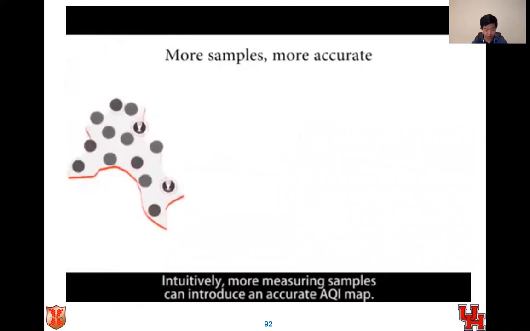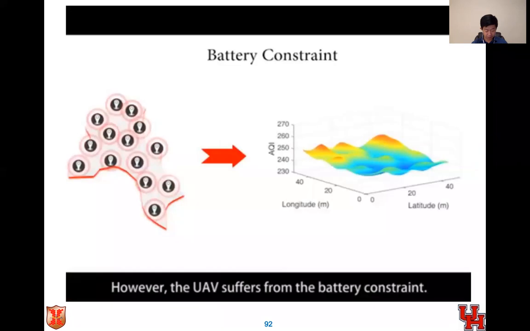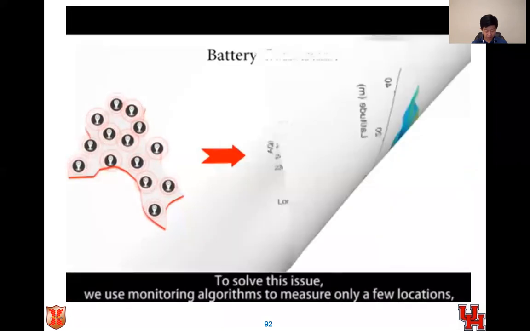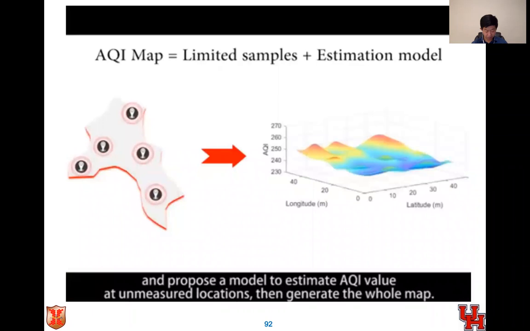Intuitively, more measuring samples can produce an accurate AQI map. However, the UAV suffers from battery constraints. To solve this issue, we use monitoring algorithms to measure only a few locations and propose a model to estimate the AQI value at unmeasured locations, then generate the whole map.